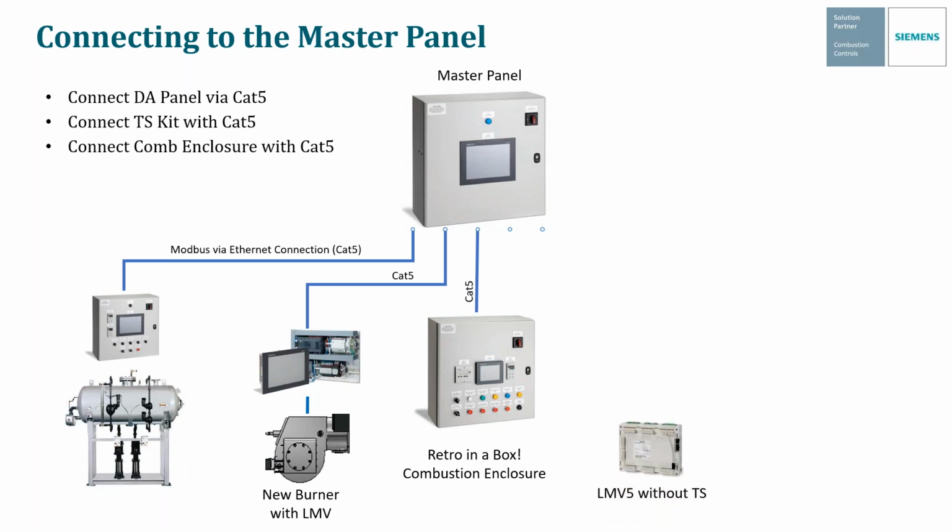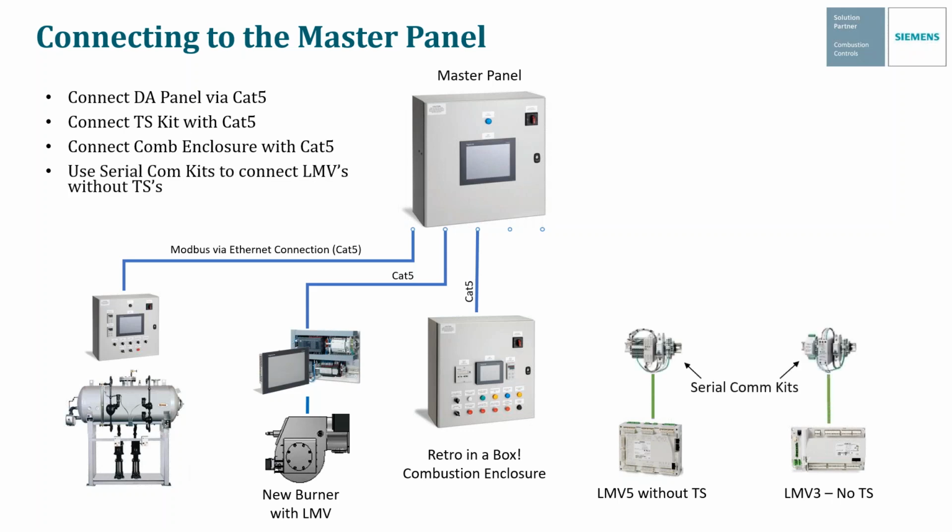Now let's say you have an LMV5 without a touchscreen, or you have an LMV3 without a touchscreen. Both of those can be connected to the master panel, but first we're going to install serial comm kits. These serial communication kits can then be daisy chained together back to the master panel. And this is a serial connection, so it's different from the Ethernet connection. And this is going to be important later on when we get into some of the setup screens.